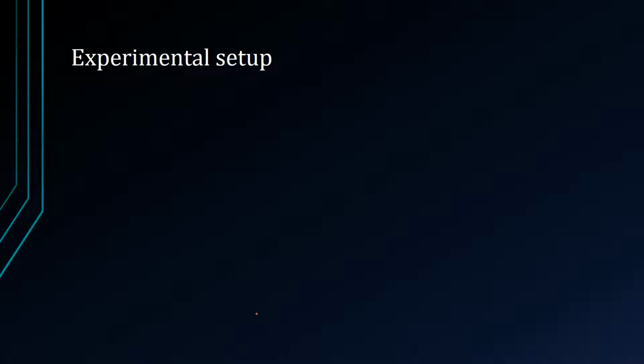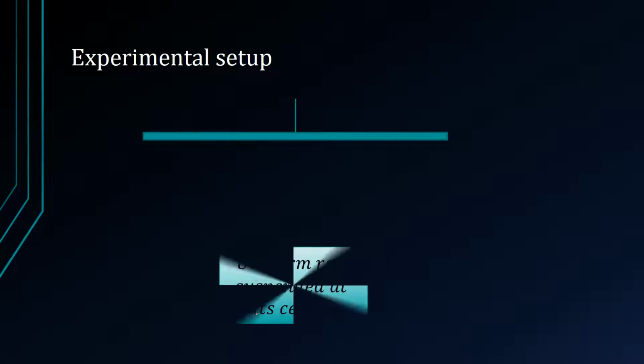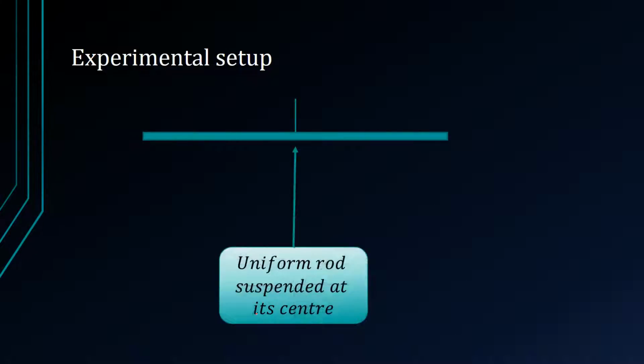So let's do an experimental setup for it. We will first have a uniform rod suspended at its center. This uniform rod can be anything, as long as it is strong enough to support masses and long enough that you can take measurements very easily. Most of the time in school, it will tend to be a meter rule, and you find the center of the meter rule by trying to balance it evenly. When it's balanced evenly, it's not supposed to fall off, topple or seesaw.